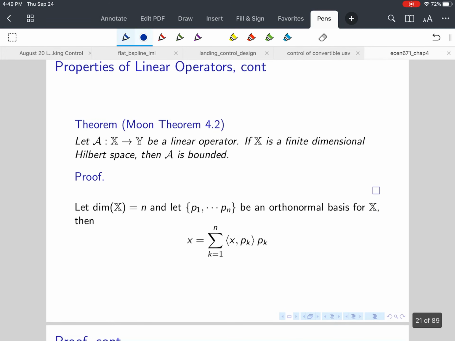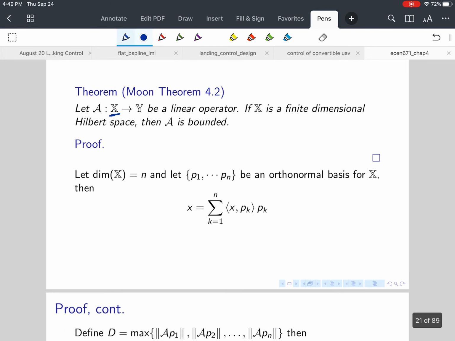All right, Moon chapter, theorem 4.2. If A from X to Y is a linear operator and X is a finite dimensional Hilbert space, then A is always bounded. So when X here is finite, then A is always bounded, which means it's always continuous. So we can always say that bounded and continuity are the same thing. All right, so how do we go about doing the proof?